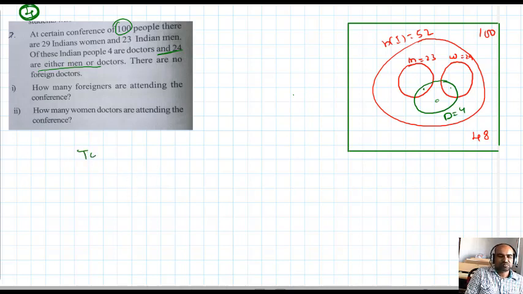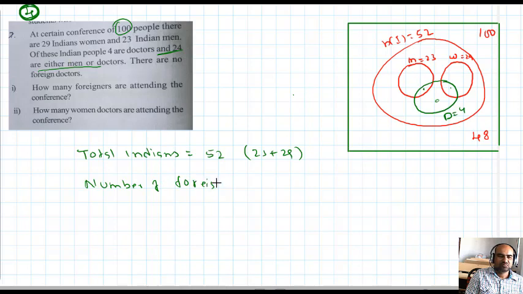Total Indians equals 52, in bracket 23 plus 29. Foreigners, how many foreigners? Directly I can say 48. Number of foreigners equals 100 minus 52, that is equal to 48. So one part completed.